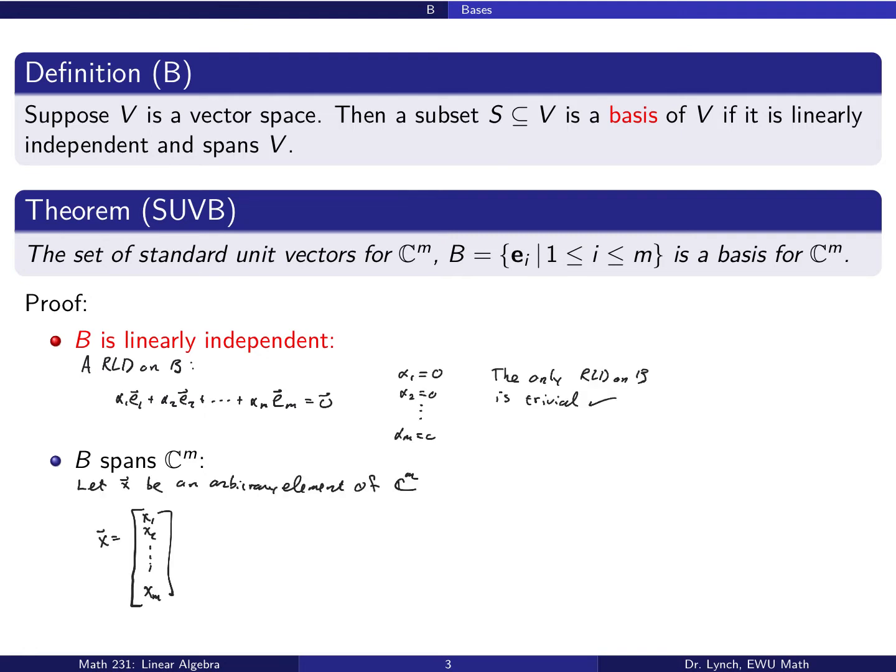To see that B spans Cm, we'll let x be an arbitrary element of Cm. x is x1, x2, all the way to xm. We can quickly write this as a linear combination of these unit vectors. x is equal to x1 e1 plus x2 e2 out to xm em, and we quickly see that B spans Cm. So the standard set of unit vectors is a basis for Cm.